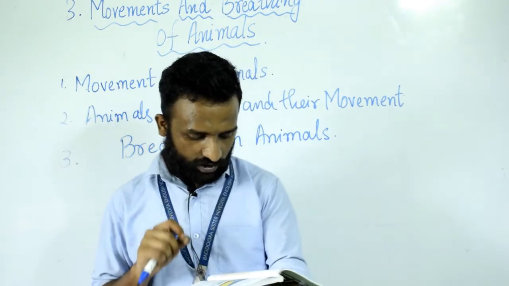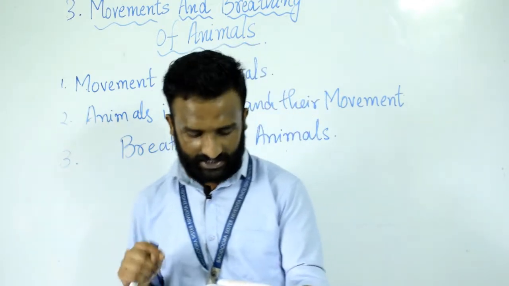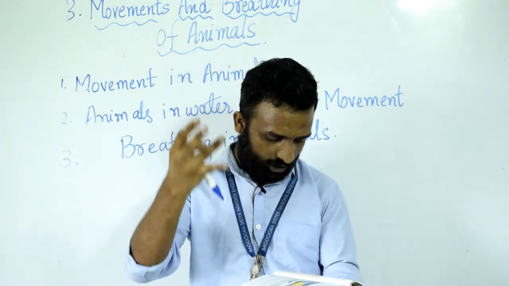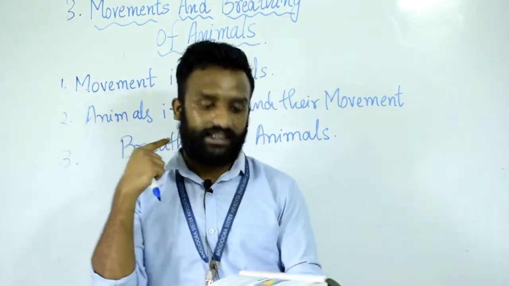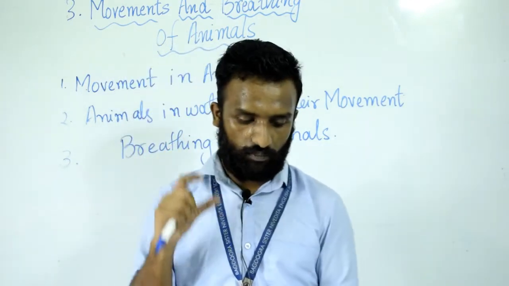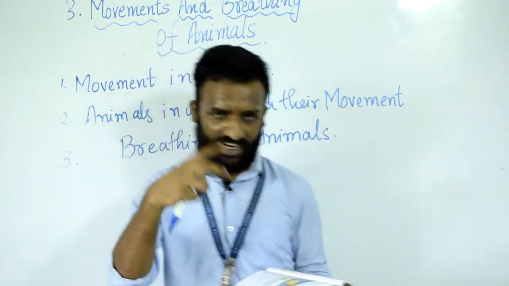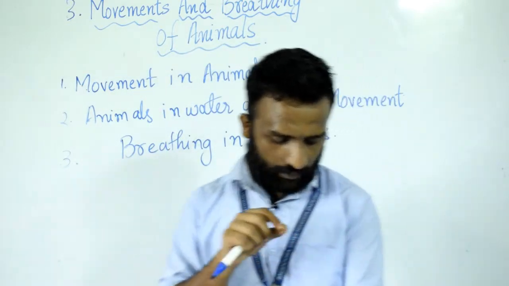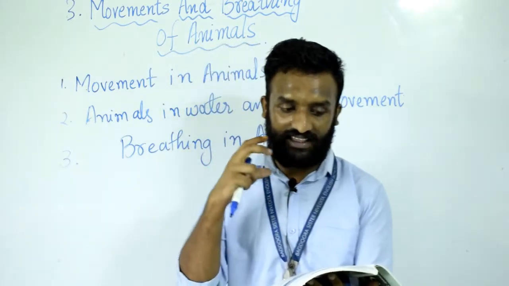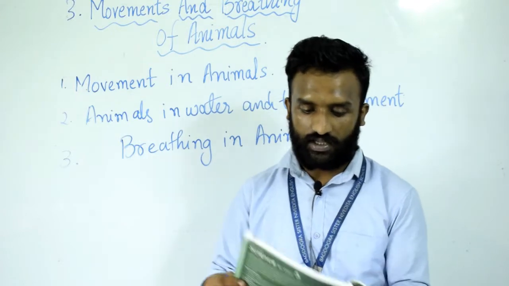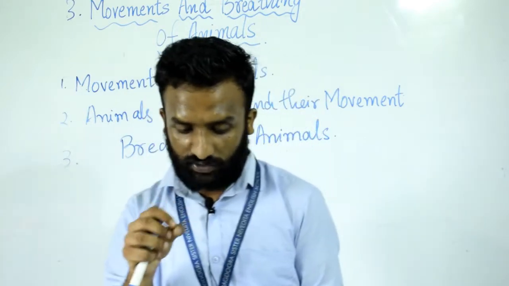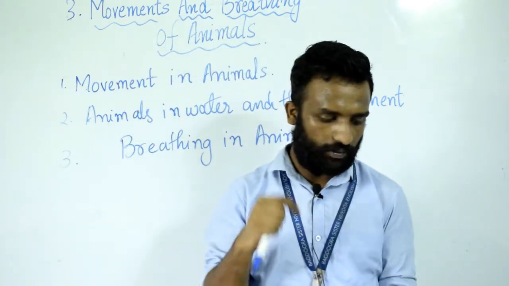Fish, crab, oysters and tadpoles breathe through their gills. They have gills, and the gills have blood vessels, as we humans and the land animals have lungs. The gills absorb the oxygen dissolved in water and release carbon dioxide.